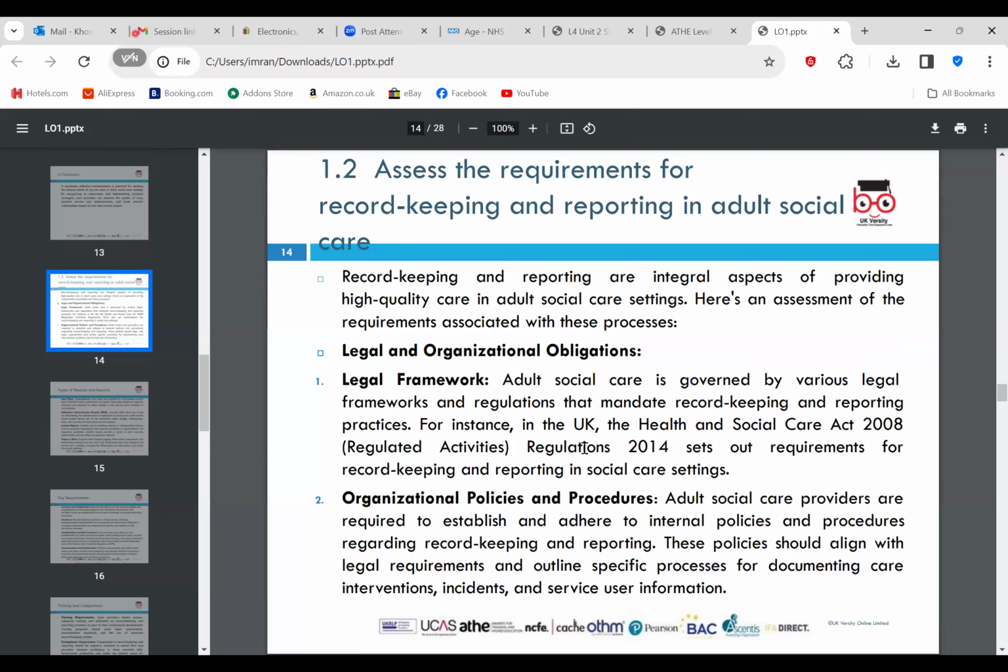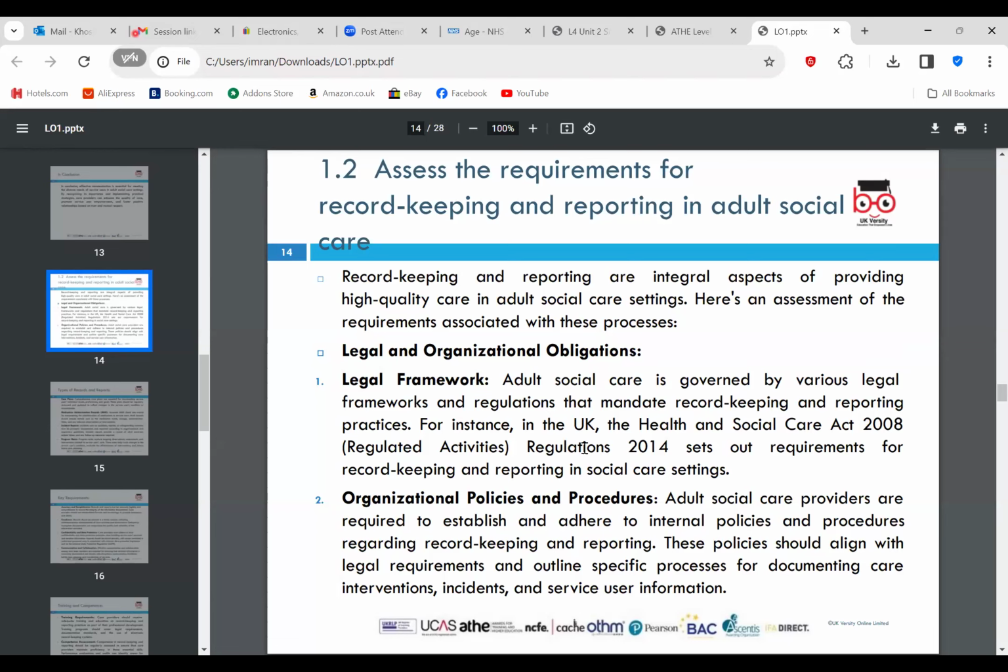Okay, so the next part is assessing the requirements for record keeping. As I said, records are very important. They need to be there in your files and cabinets, and they need to be safe there. It is very important to have record keeping that is updated regularly.